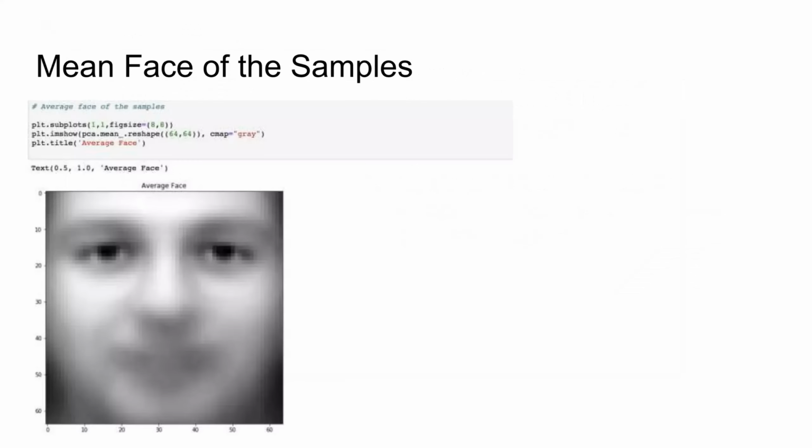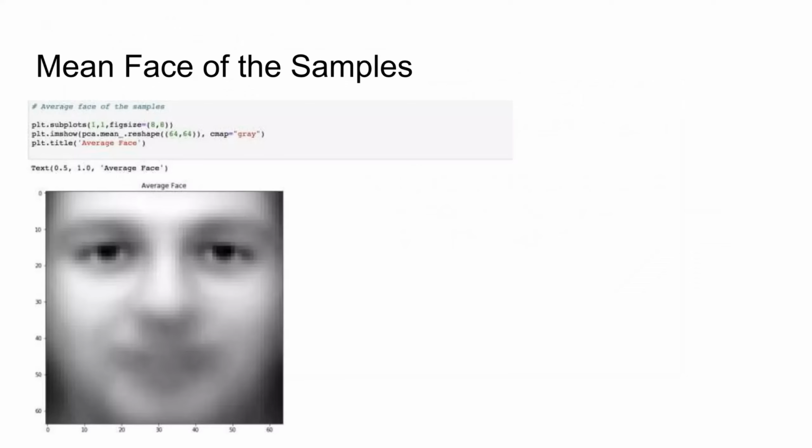The mean face of a set of face images refers to the average face computed from a collection of face images. This concept is often used in facial recognition and computer vision applications, particularly when using techniques like principal component analysis, PCA, for face recognition. Steps to compute the mean face.